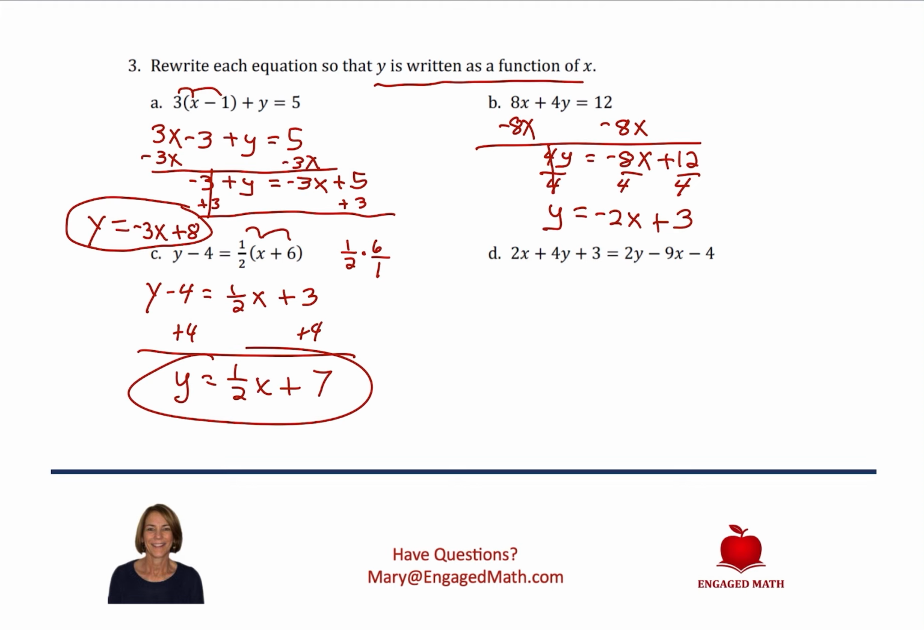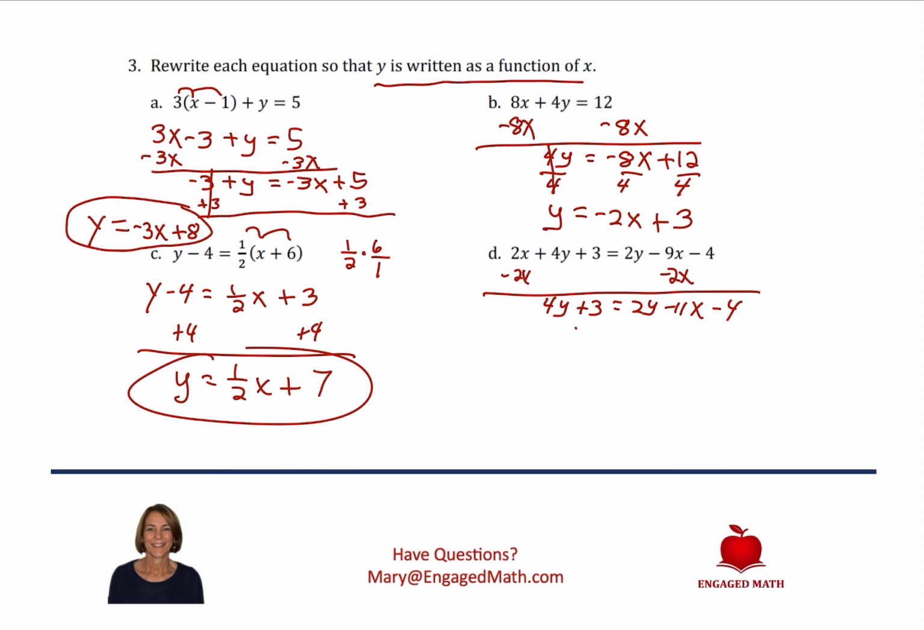Okay, let's go to the next one where we again have some work to do before we get started because there's y's and x's and numbers on both sides. So I'm going to start by subtracting the 2x from both sides. And notice that I'm putting it right under the negative 9x there, or the minus 9x. So just like that, we get a simpler equation already. 4y plus 3 equals 2y minus 11x minus 4.